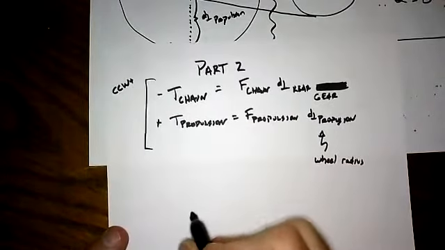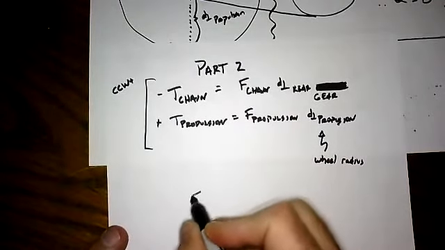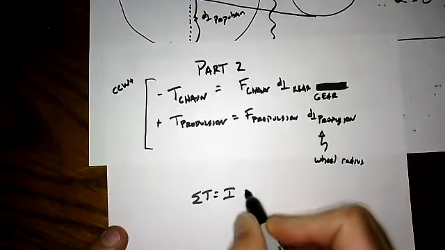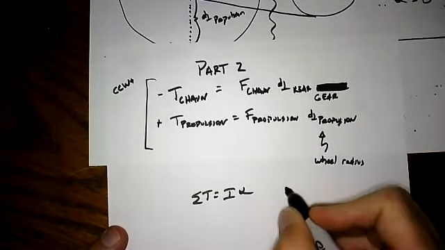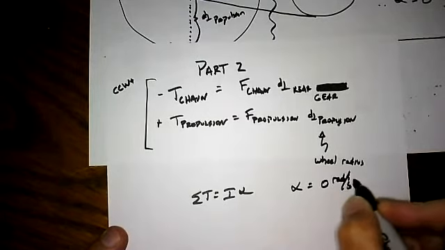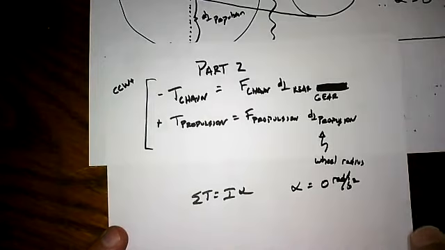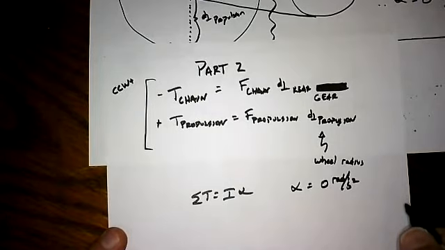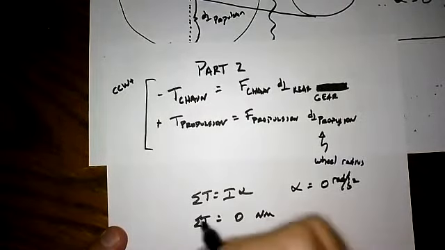Now we put those torques into the equation. Sum of torques equals I alpha. Remember, alpha equals 0 radians per second squared. That's the situation we're dealing with: constant angular velocity of the pedals. Therefore, because the chain is rigid and the gears are rigid, the wheel will spin at a constant angular velocity, and that is 0 angular acceleration. Therefore, the sum of torques goes to 0 Newton meters.